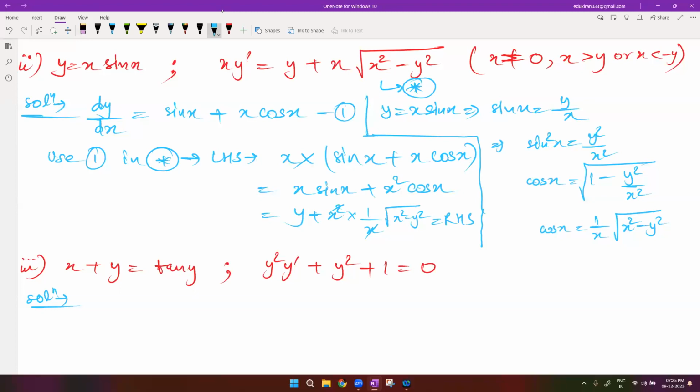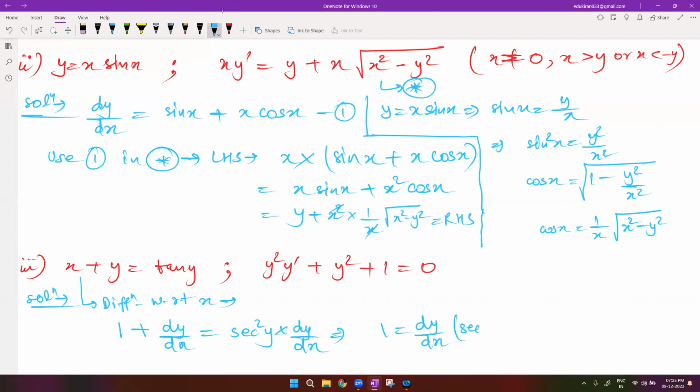So differentiating this with respect to x, this will be 1 plus dy by dx. Then to the right hand side, the differentiation of tan is sec square, sec square y. And then differentiation of y also, which will be dy by dx. That is how we will find out dy by dx. We will take this term to the left hand side, or this dy by dx to the right hand side, right?